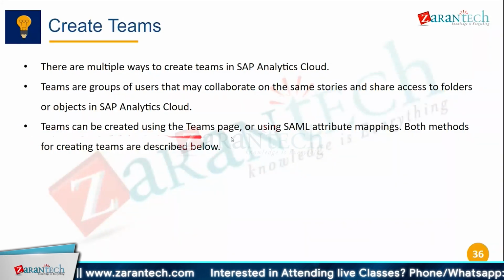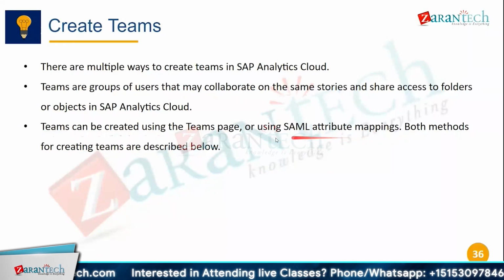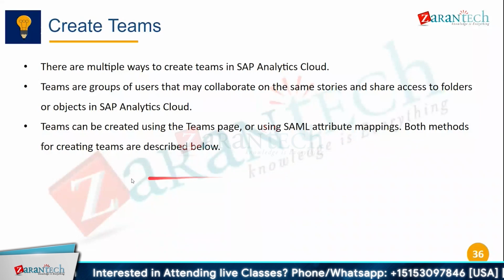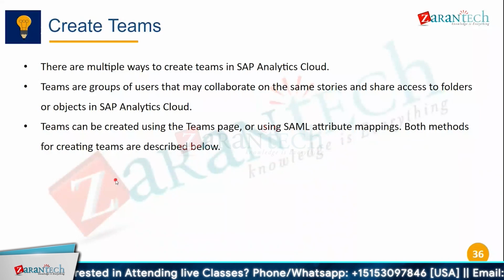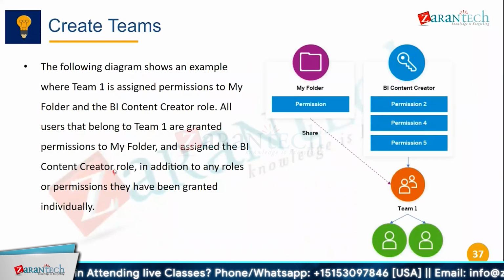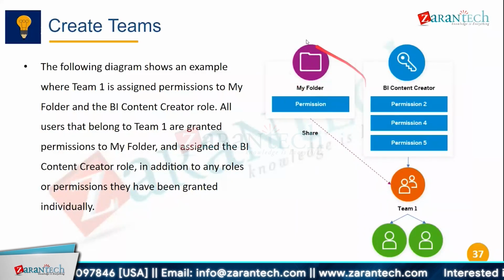Then teams can be created using the teams page or using SAML attribute mapping. So there are two ways. Both methods are shown in the next steps. Basically, this is how you define the permissions and roles with respect to teams. You have a team here, for example Team 1, and in that you have users B and C as the participants or members of this team. This team will have access to this folder, like My Folder, which has read and edit access.